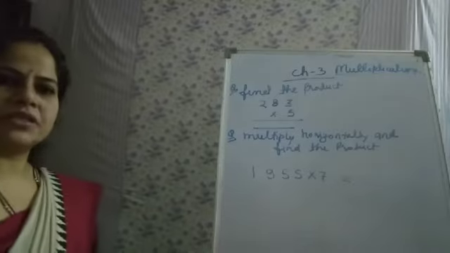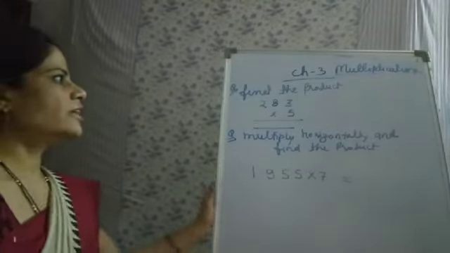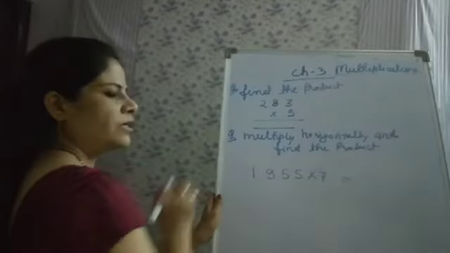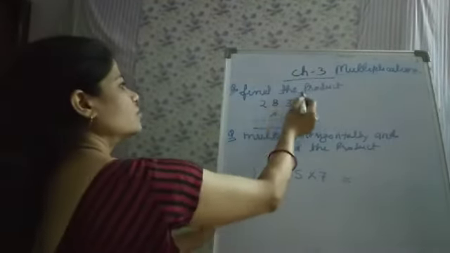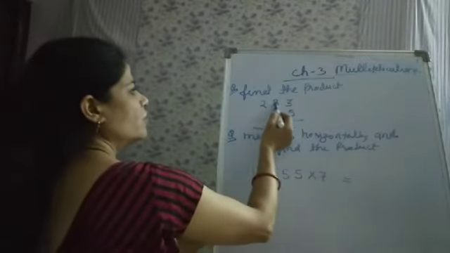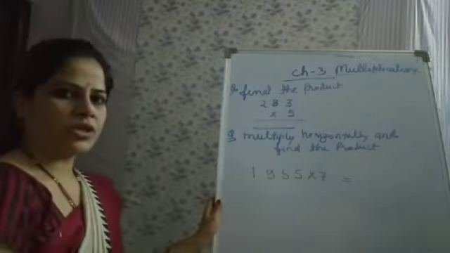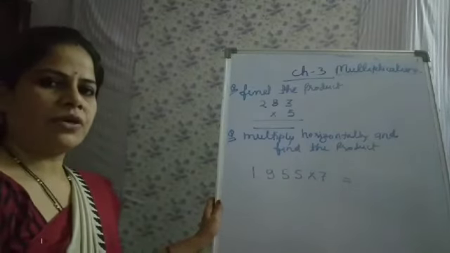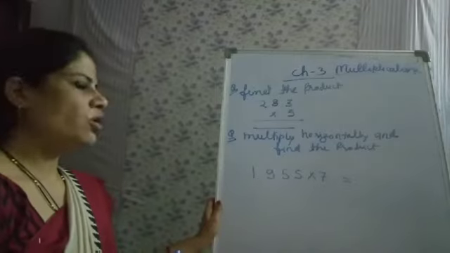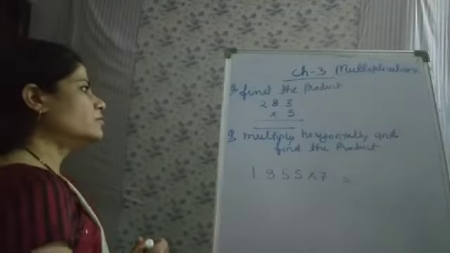Now next chapter is chapter 3, multiplication. Let's start revision of this chapter. So first type of question will be find the product. In this question you have to multiply two numbers. Here we are multiplying 283 by 5. To multiply any number you have to know the tables, so you all have to learn tables.